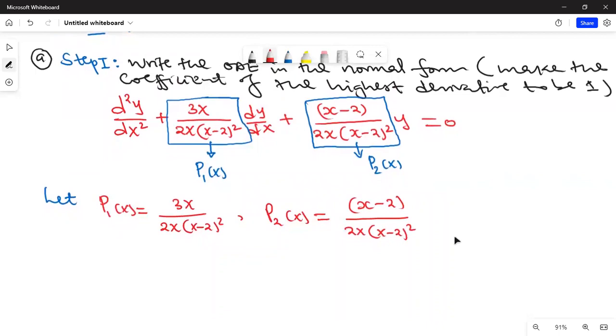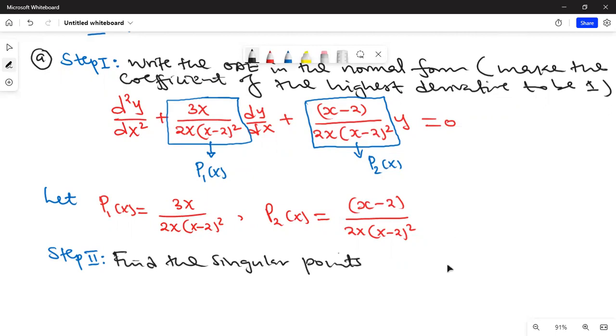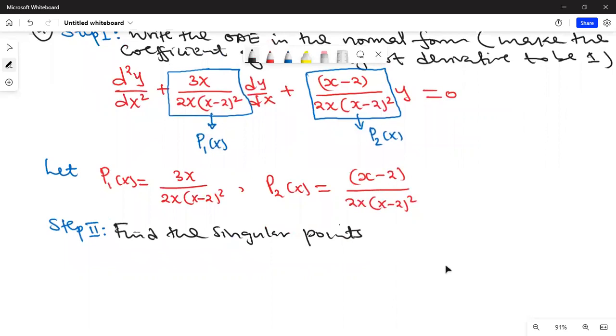Now the other step is to find the singular points. So step 2 is to find the singular points. And how do we find them? For singular points, you look at the coefficient of the highest derivative. In the given ODE, it was 2x times (x minus 2) squared.